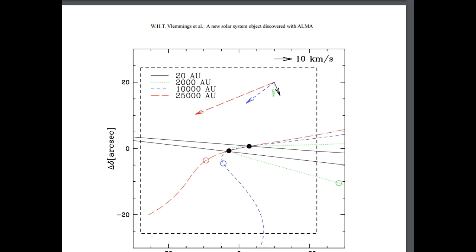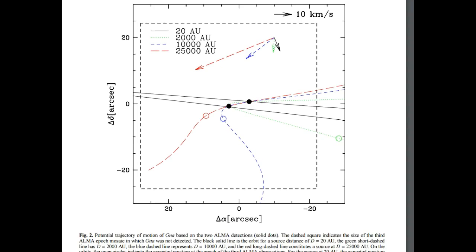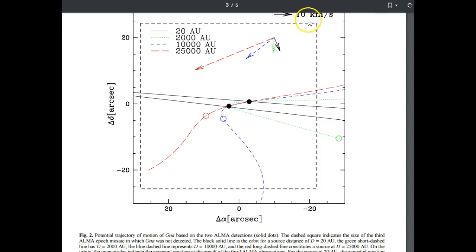Now, that's the closest point. And if that were the situation, we would be looking at the orbits there. And you can look at the arc seconds, both going vertical and horizontal here. So you can add this information. Notice, we're talking about 10 kilometers per second is what they're estimating.